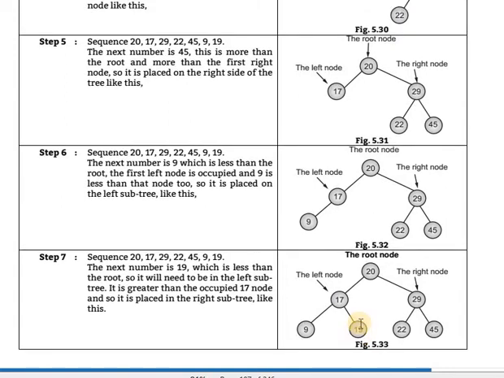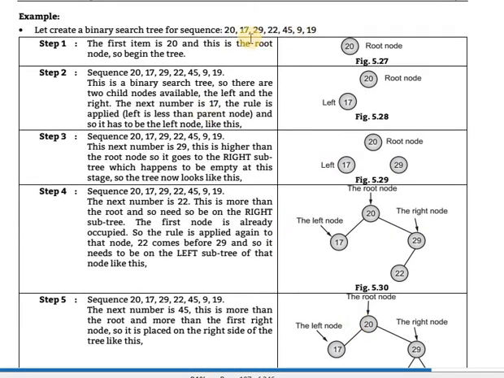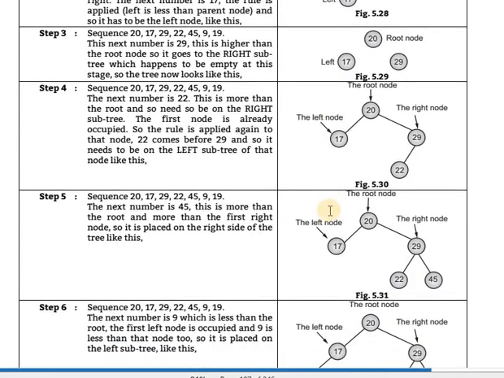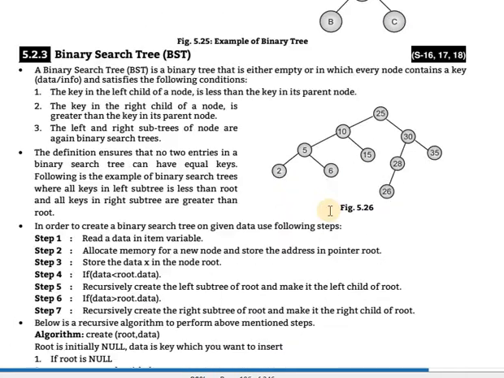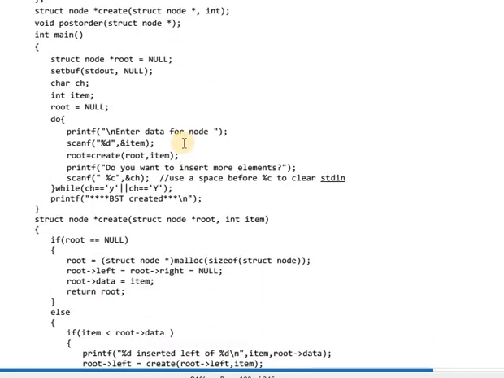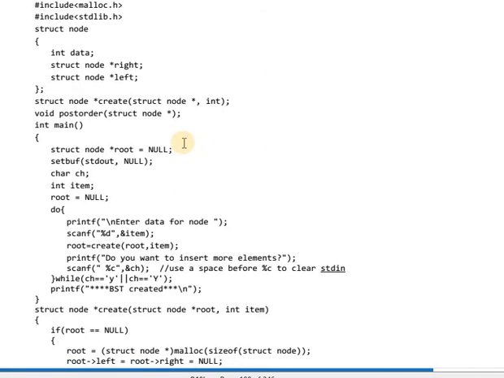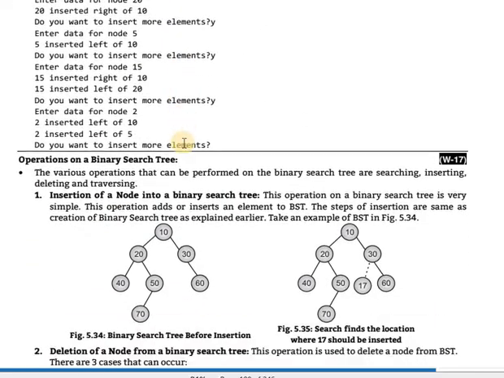These are the examples. In your board exam, this question is asked: to create a binary search tree, numbers are given, and these rules are followed to solve the example, meaning how to create the tree. These steps are followed. This is the program, but generally the program is not asked, only theory questions are asked. When we do in-order, post-order, and pre-order traversal, that time this program is important.